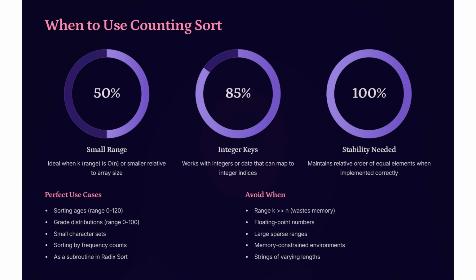Counting sort excels when the range k is O(n) or smaller, ideal for integer keys and when stability is crucial. Perfect for sorting ages, grade distributions, and small character sets. Avoid it when k is much larger than n, with floating point numbers, or in memory-constrained environments. It's also a subroutine in radix sort.